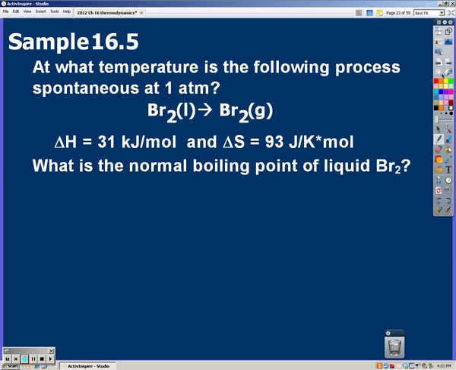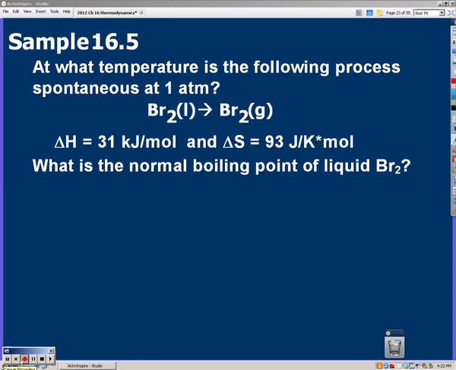So in this problem it says, at what temperature is the process spontaneous? High and low are relative terms, and so to figure out at what temperature, you would need to set delta G at 0. Also, it says, what's the normal boiling point? Well, whenever something is undergoing a phase change, it's at equilibrium. So when delta G is 0, that's going to be our boiling point.